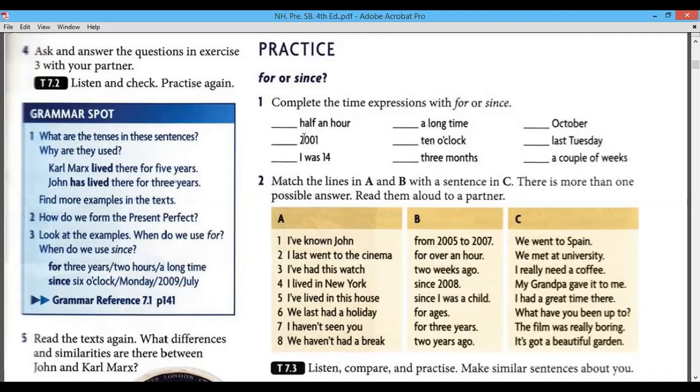Half an hour, a long time, October, 2001, I was 14, 10 o'clock, last Tuesday, 3 months, a couple of weeks.